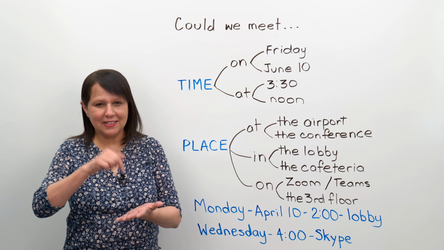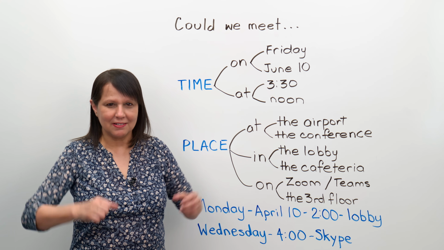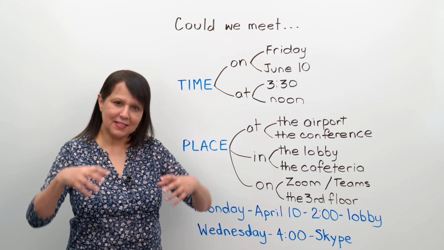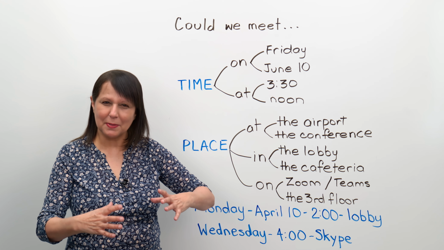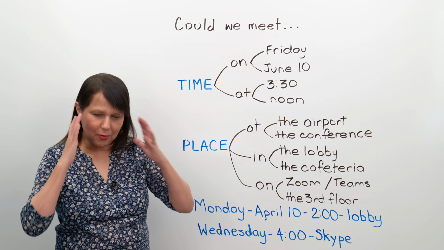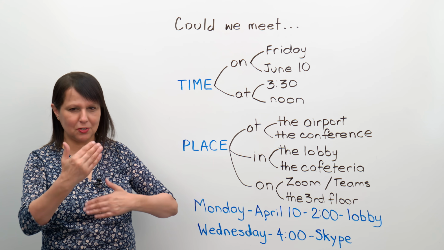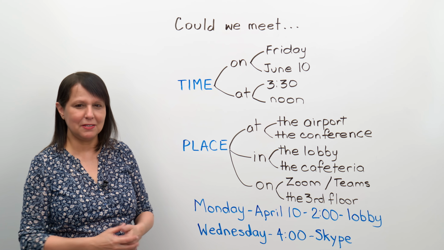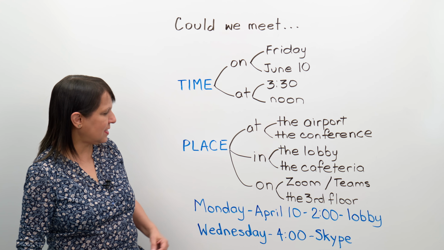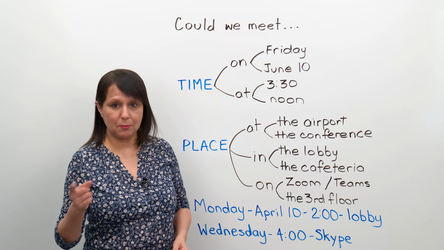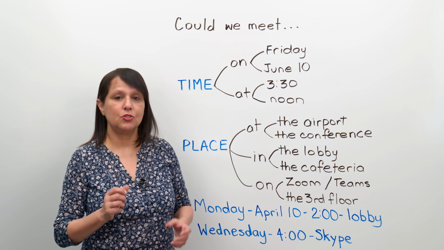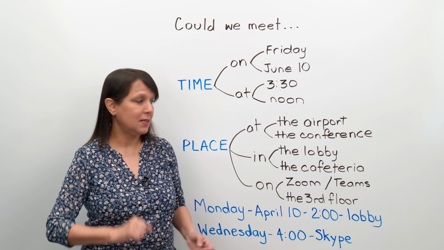At, we're talking kind of just at that location, okay? And in is a little bit like inside a place. So that's kind of what we mean. But sometimes you'll hear people using them in different ways, okay? So we could say, could we meet at the airport? Okay? So we could talk about a location.